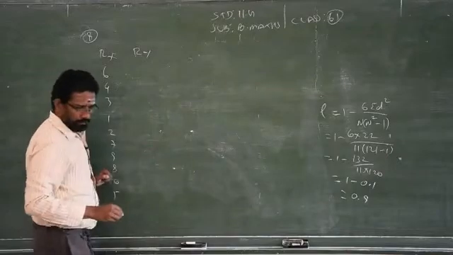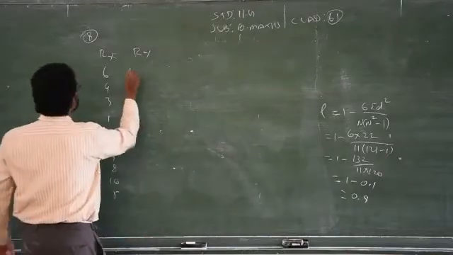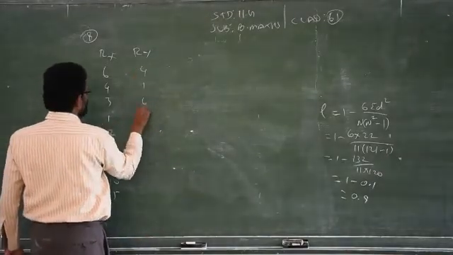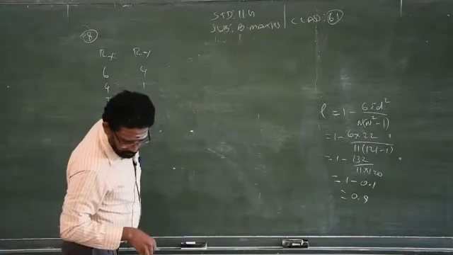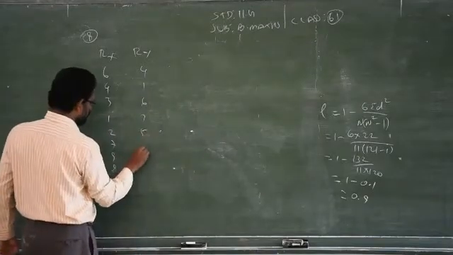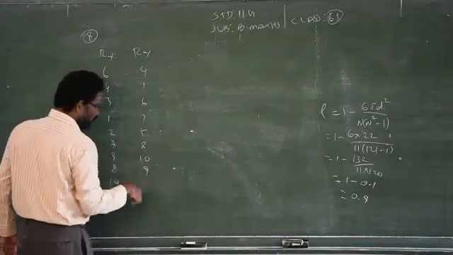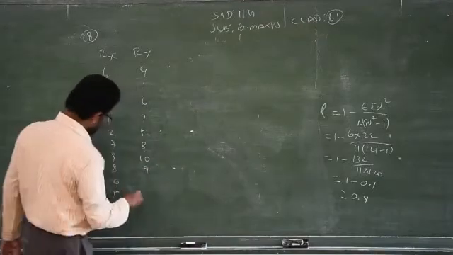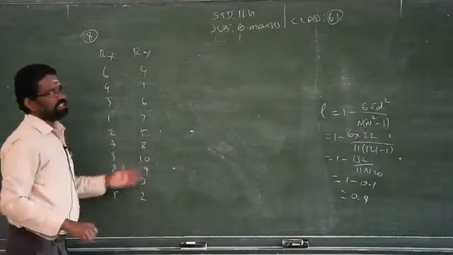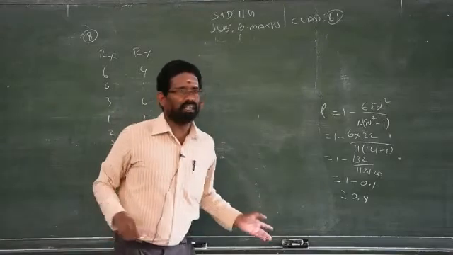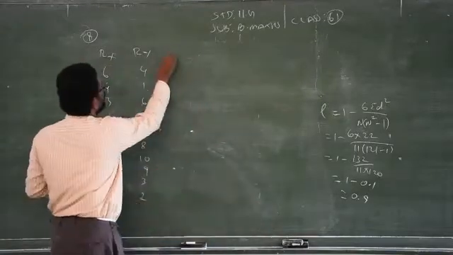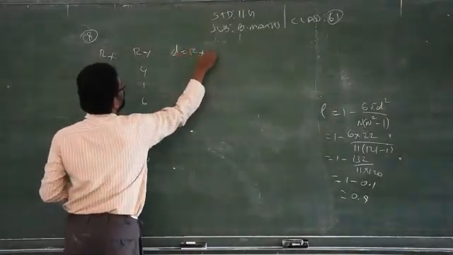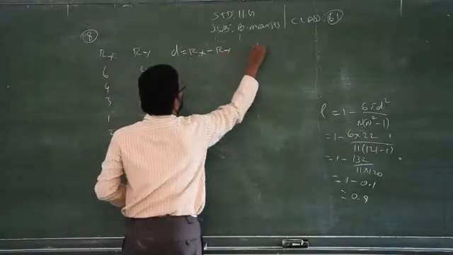Similarly, RY, it is given 4, 1, 6, 7. Then 5, 8, 10, 9. Then 3, 2. Rank is given already. It is not a mark. It is given rank as it is. You have to find D. Now, what is D? Rx minus Ry, then D square.